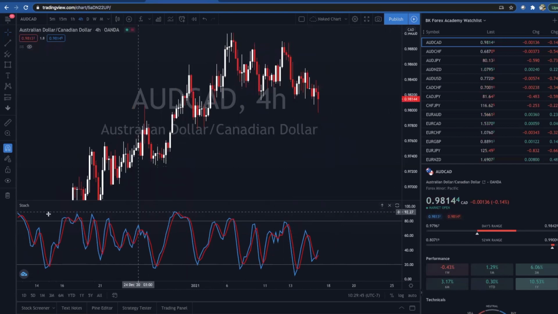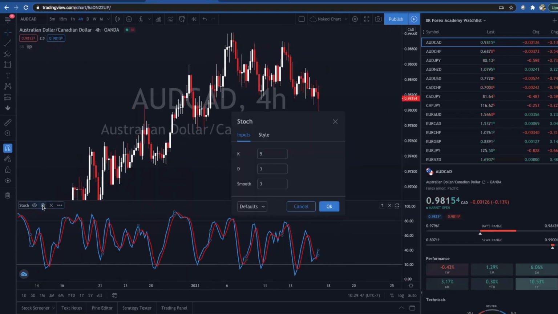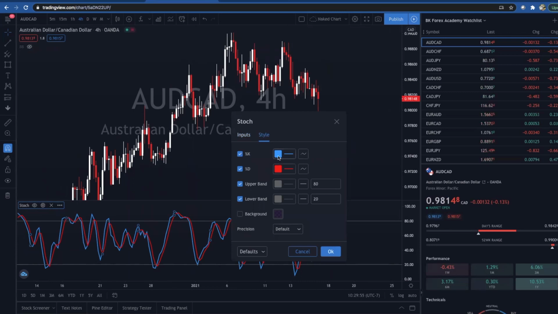Now I'm looking at the stochastic. So I'm going to click on the stochastic, click on settings. My settings for stochastic are 5, 3, and 3. And if you click on style, I like my K line to be blue. That's for my buys. My D line is red, which also goes with my sells. So I'm going to click OK.